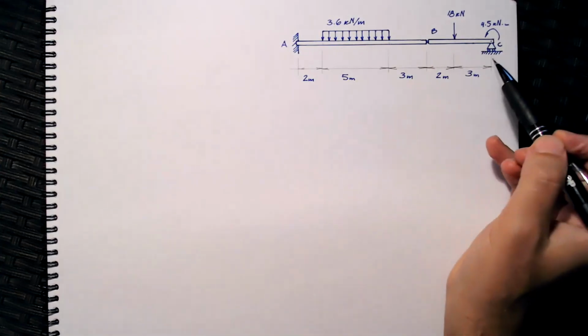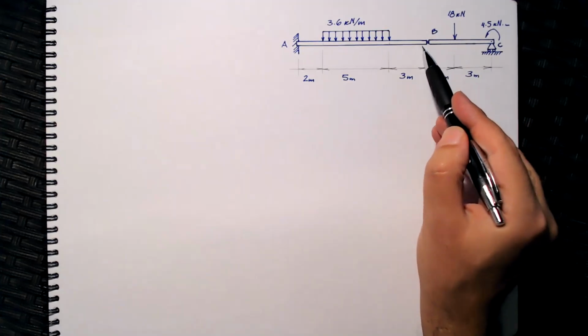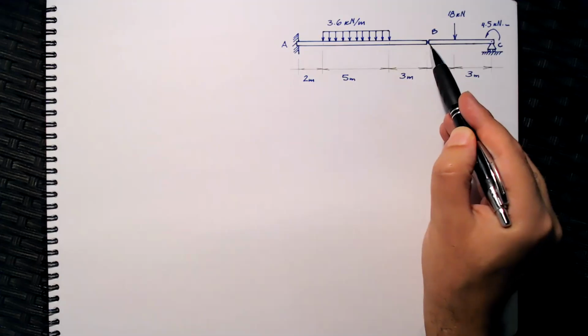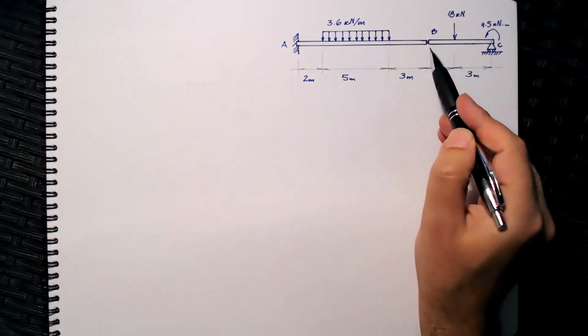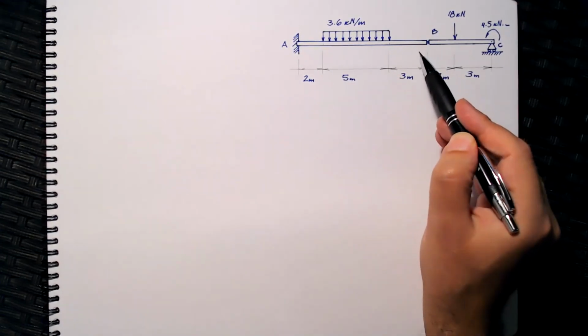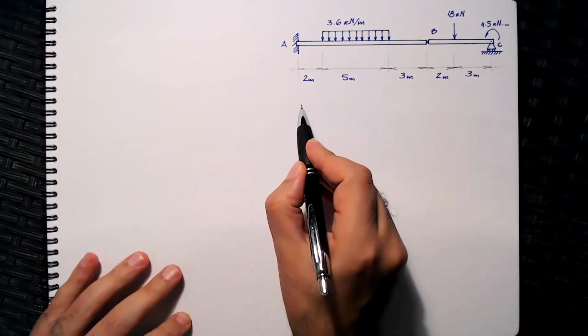Okay, so how do we deal with a problem like this? Obviously, we need to deal with this pin support. And working with it, it's so easy. You just take the right-hand side and separate it from the left-hand side and deal with B as if it was a hinge support. So let me do it really quickly.